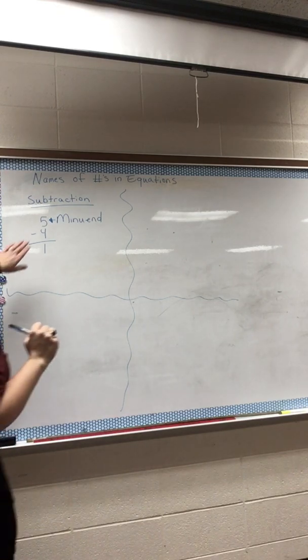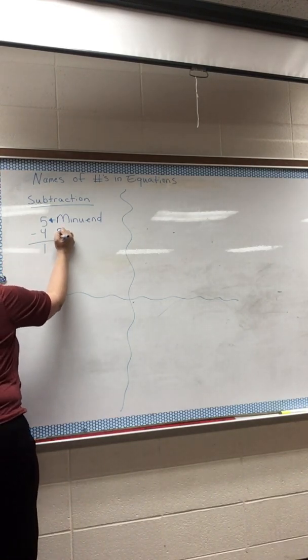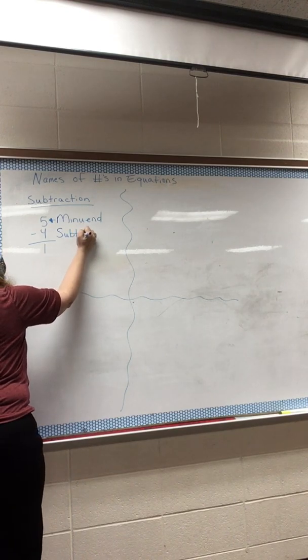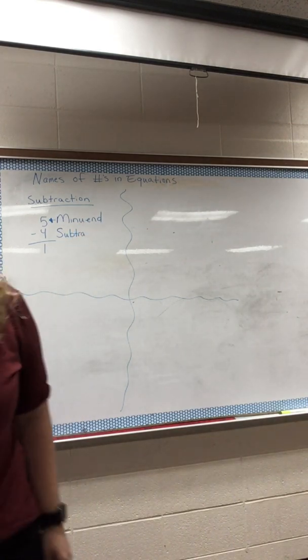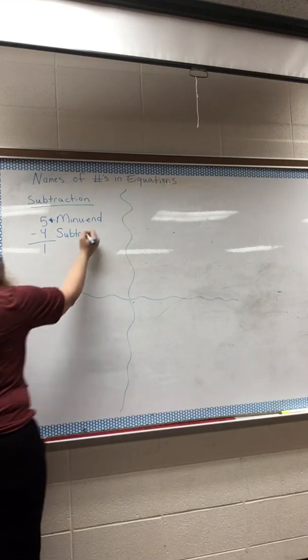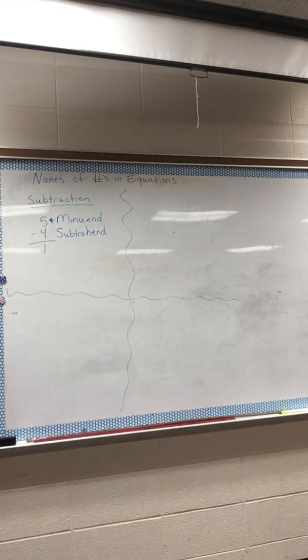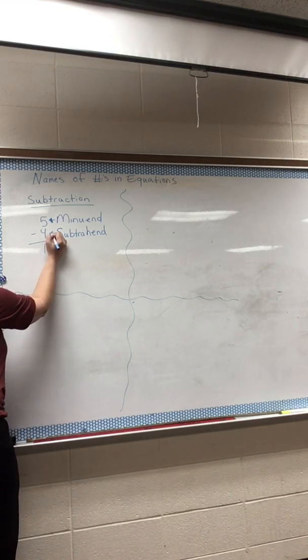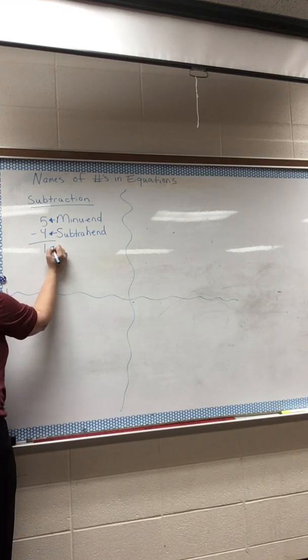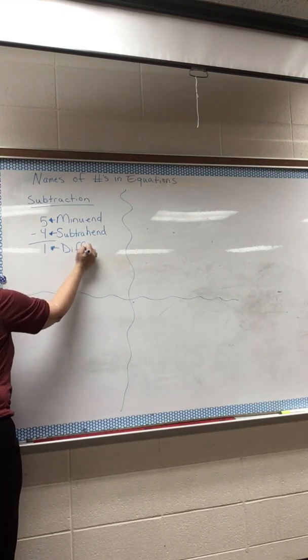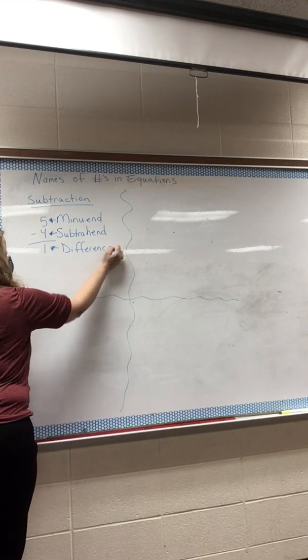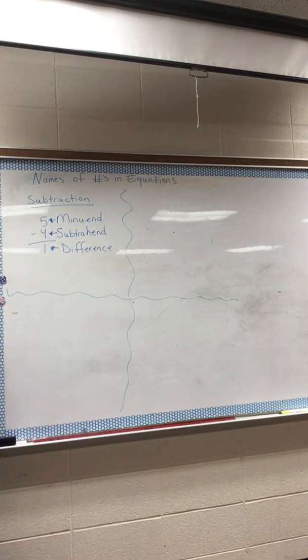Okay? And then our second number is called a subtrahend. So it's like the word subtract. Okay? And then it has the "hend" at the end. Subtract-hend. Okay? Subtrahend. You good? And what do we call the answer for subtraction? We should know that one, right? Difference. Difference. So I'm going to put arrows here so I know what I'm talking about here. Difference. Okay?